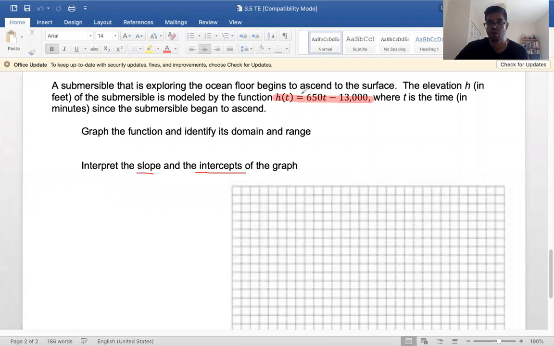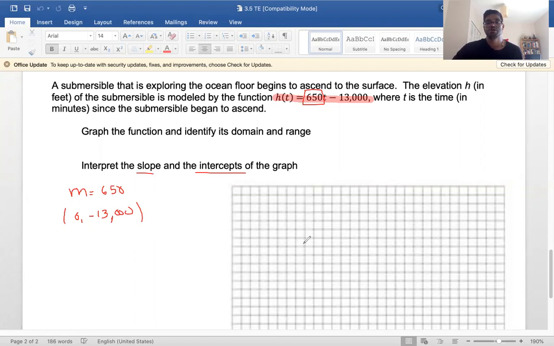Because we're in slope-intercept form, we know our slope is right here. It's next to your variable, so 650. So m equals 650. Your y-intercept is your b term, so you have (0, negative 13,000). Now we're going to do a couple things here, and it tells us to also find the domain and range.